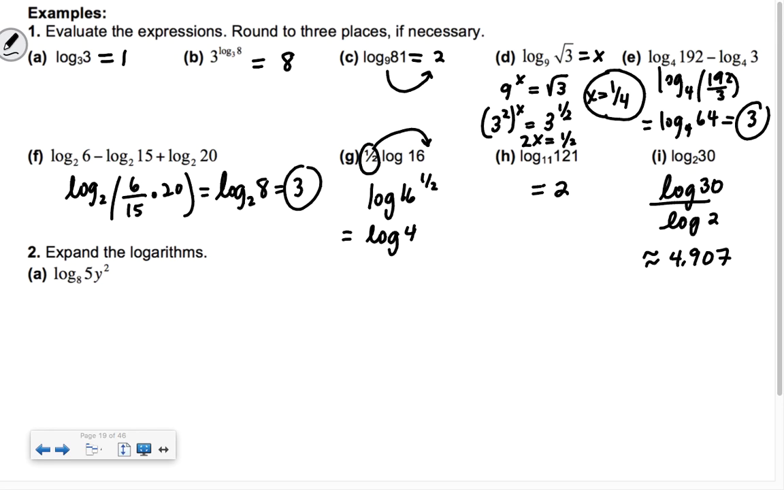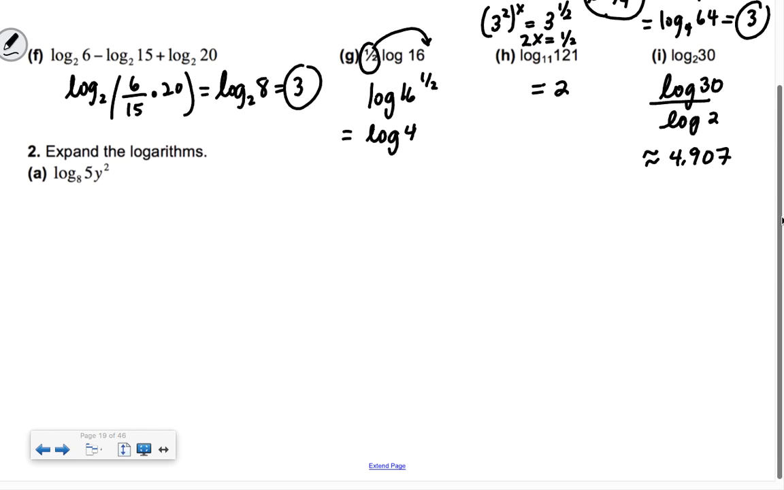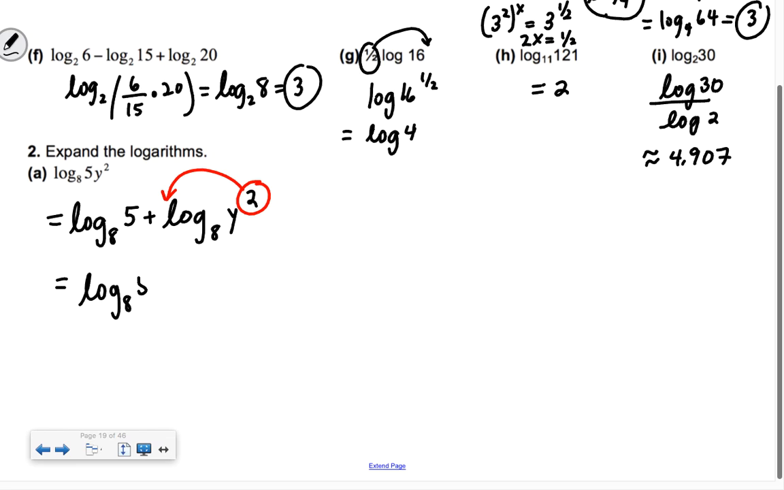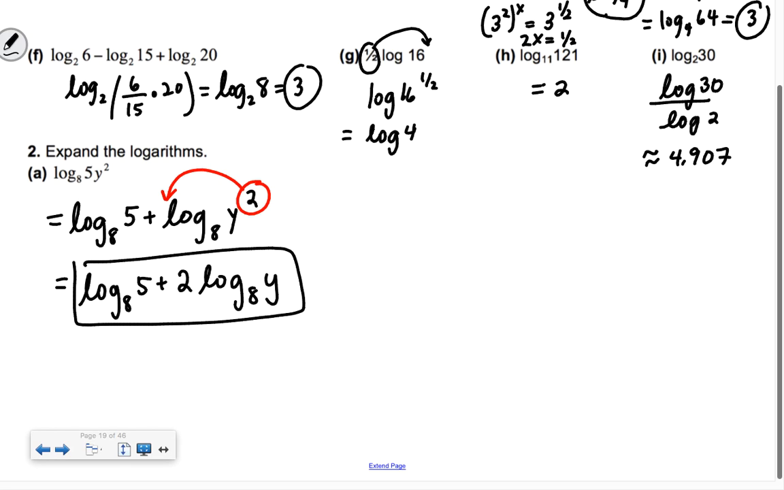All right, one thing that we're going to be doing in the next section is something called logarithmic differentiation. So this is where we expand things out. So it basically is going to make taking a derivative much, much easier. So if I have log base 8 of 5y squared, I can expand it and write it as separate logarithms. So what I would do is I would write log base 8 of 5 plus log base 8 of y squared. Do you guys see how I got that? And then we're going to take any powers that we have to the front. So our expanded form would be log base 8 of 5 plus 2 log base 8 of y. And we would leave it like that. And that's going to be super, super helpful when we find derivatives, to expand things out. So go ahead and try the next one.